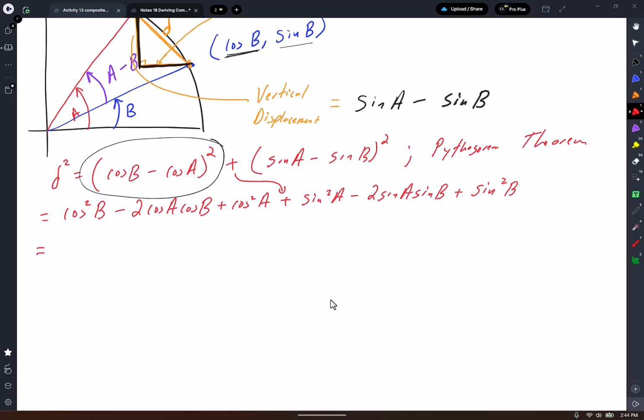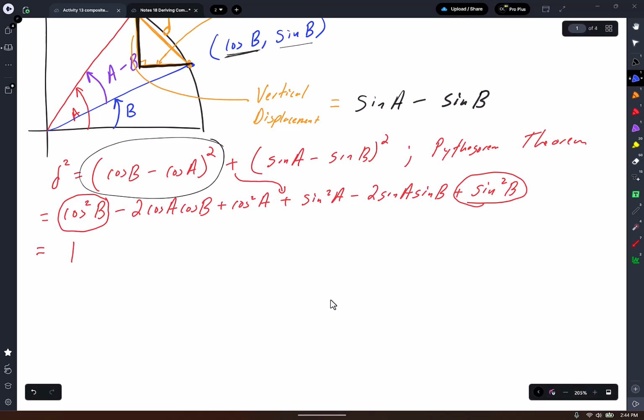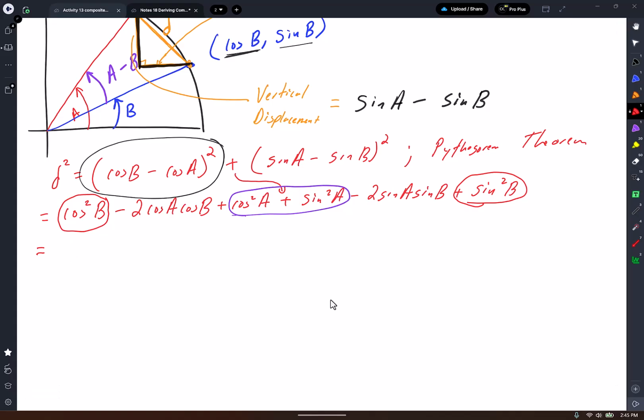I'm going to rewrite some of this. I want to keep the same angles together because of the properties. You see that cosine squared B and this sine squared B? Cosine squared B plus sine squared B is equal to what? 1. So there's that 1. And let me change the colors for this one here: cosine squared A plus sine squared A. That's another one. Yeah, who's that? DJ Khaled? Another one.